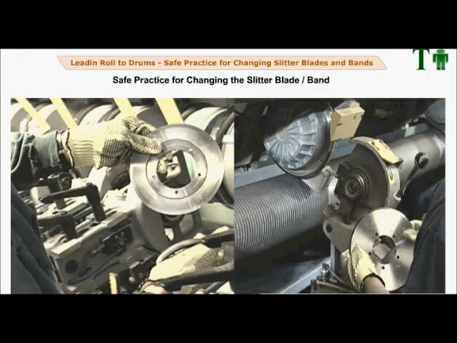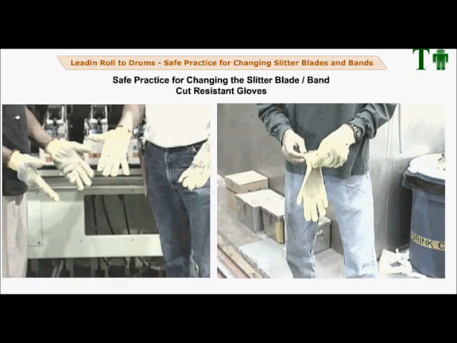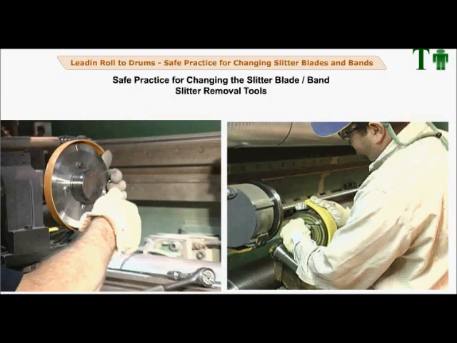Safe practice for changing slitter blades and bands. These are the components of safe practices that should be followed for changing the slitter blades and or bands. You must wear cut-resistant gloves when handling the slitter blades or bands. When loosening or tightening the slitter blades, be very careful when holding back the slitter blade while using a wrench.